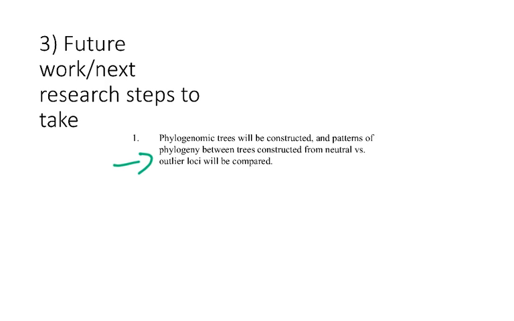This numbered bullet point is describing the future work and next steps I proposed based on the fact that I had identified outlier loci. What I have written here is that phylogenomic trees will be constructed and patterns of phylogeny between trees constructed from neutral versus outlier loci will be compared. So on that poster, I identified outlier loci and then described what I wanted to do next with that, which was creating these different trees based on these different markers.